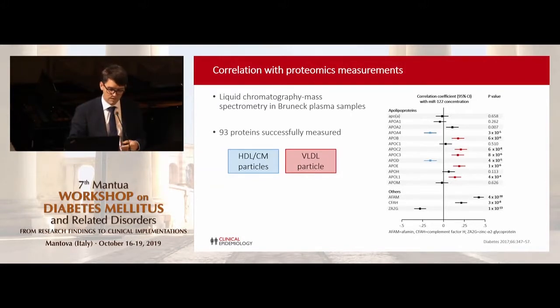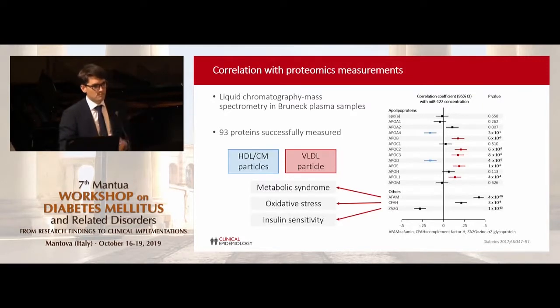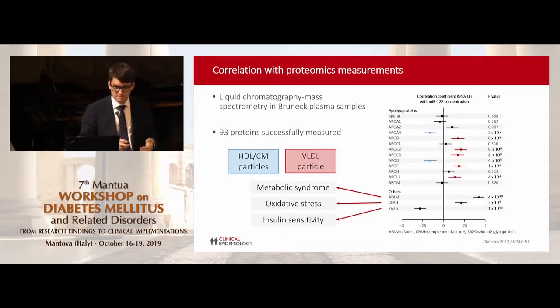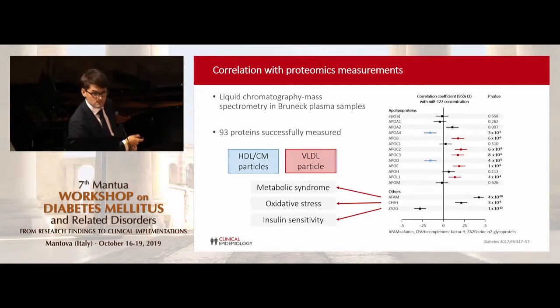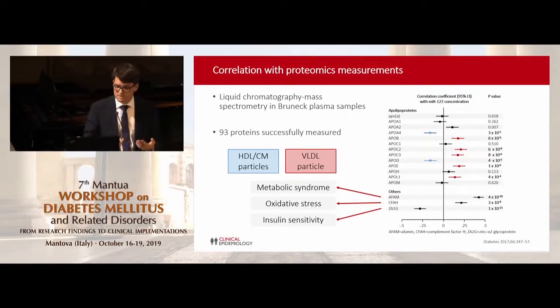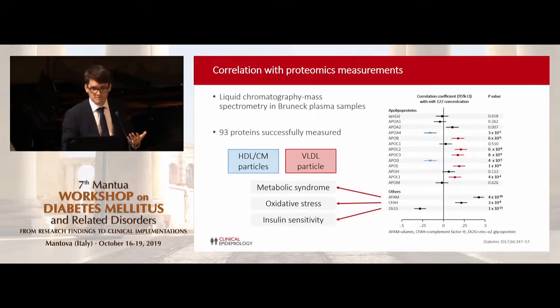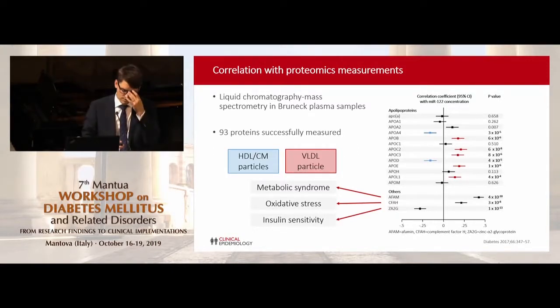but also we found positive associations with a range of different apolipoproteins associated with the VLDL particle. Among the other proteins that we looked at, the top hits were, first of all, afamin. So this was actually the strongest positive correlation. And we know that afamin is associated with the metabolic syndrome in several different population-based studies.